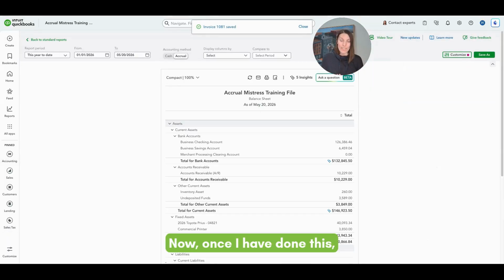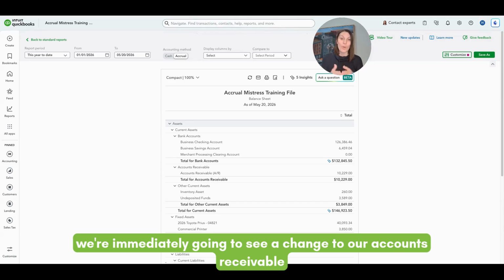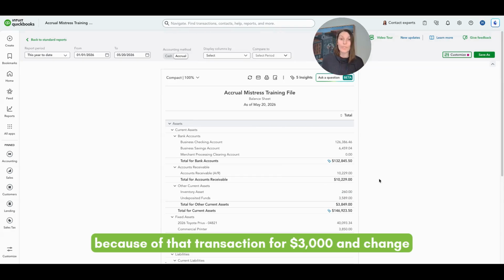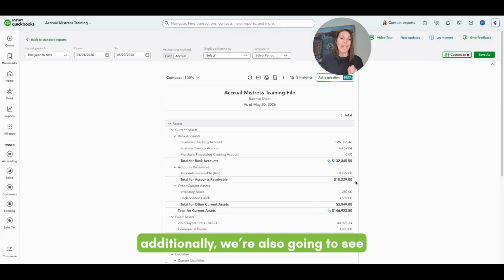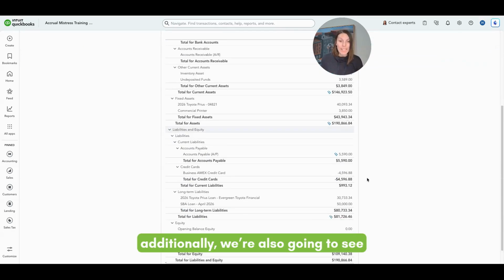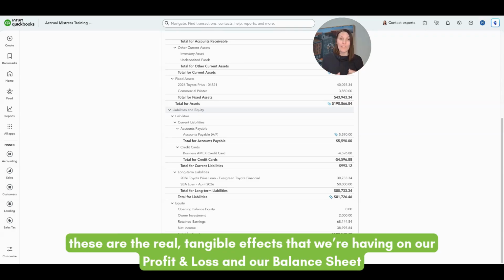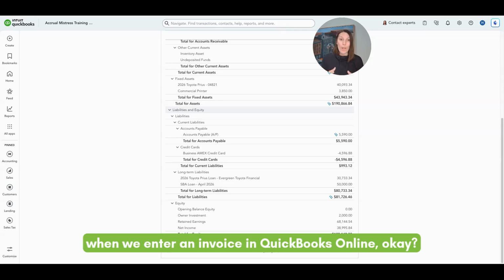Now, once I have done this, we're immediately going to see a change to our accounts receivable. Where we had a little over $6,600 before, we now have over $10,000 because of that transaction for $3,000 and change. Additionally, we're also going to see that our net income went up. It was at $35,000 and change. Now it's at $38,000 and change. These are the real tangible effects that we're having on our profit and loss and our balance sheet when we enter an invoice in QuickBooks Online.